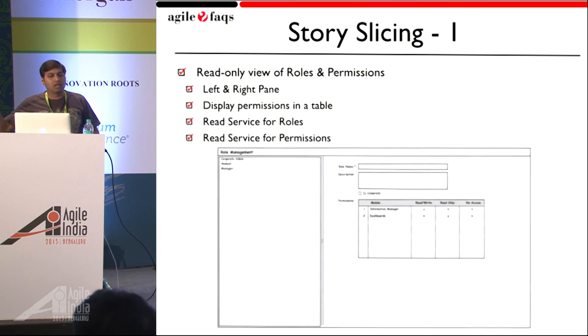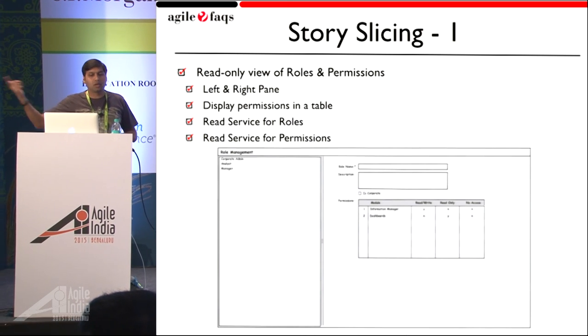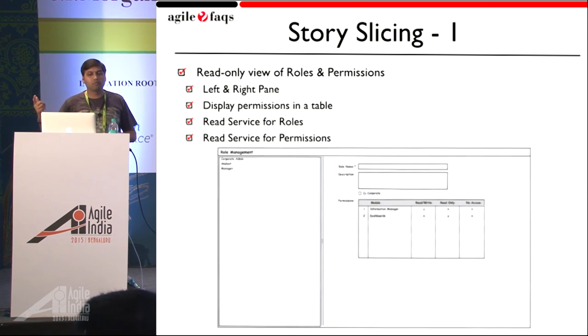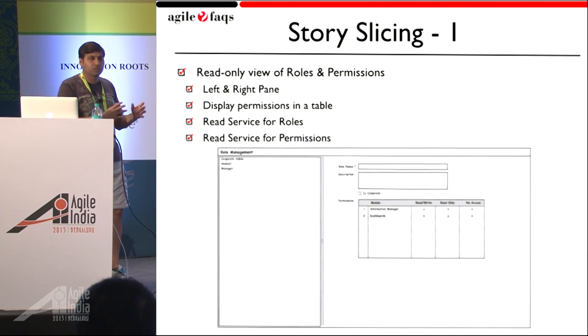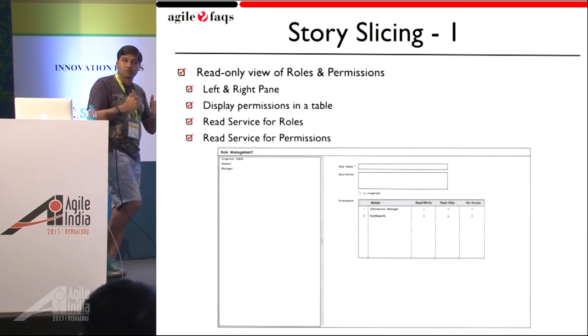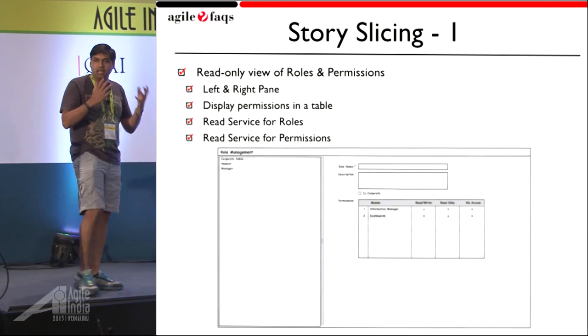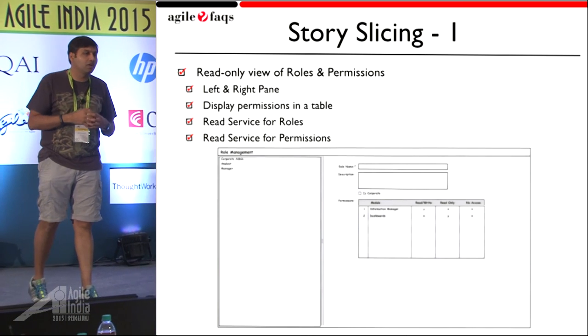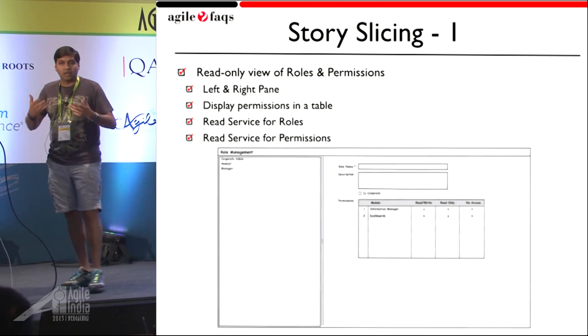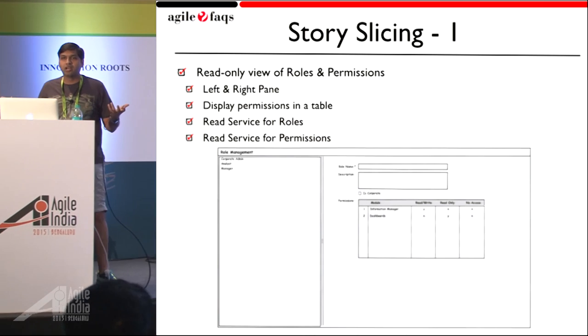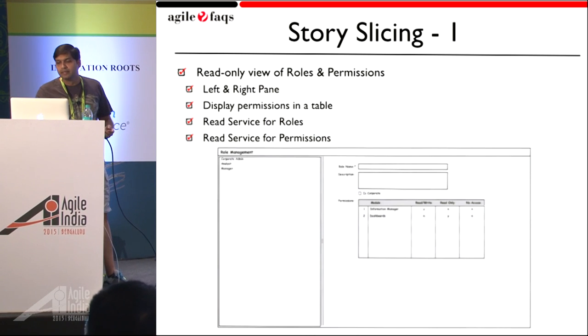And here, I would be required to build a read service for roles and permissions. I need to display certain things in the left and right panel. I need to figure those things out. So that's good enough. It's small. It's estimatable. It's testable. I know it's working. And that's a good enough first story, or first part that I could deliver, which would still deliver value. At least I can see what permissions are set for some users, right?